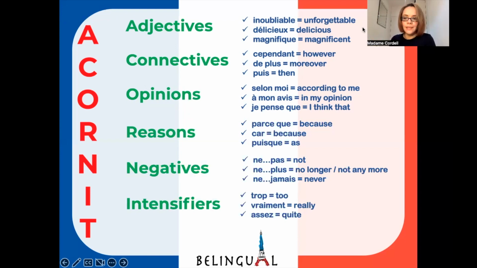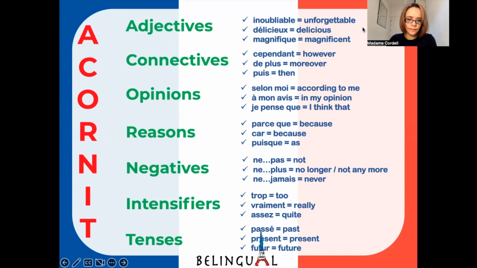I is for intensifiers. So use trop, vraiment, assez, any of these little words like très that you can incorporate and slot in your writing. Do it whenever possible. And the last one is for tenses. So for question 1, the bullet points will guide you as to what tense you need to use. If you can, try and incorporate a couple more in your writing.